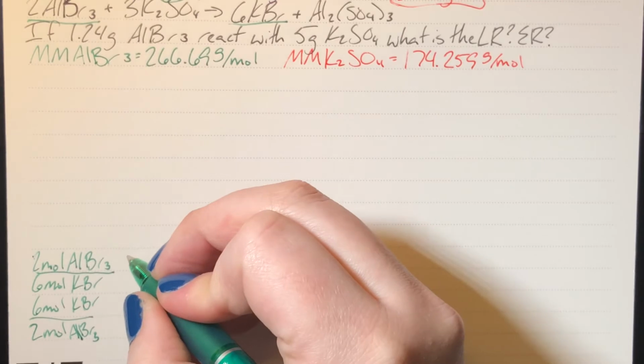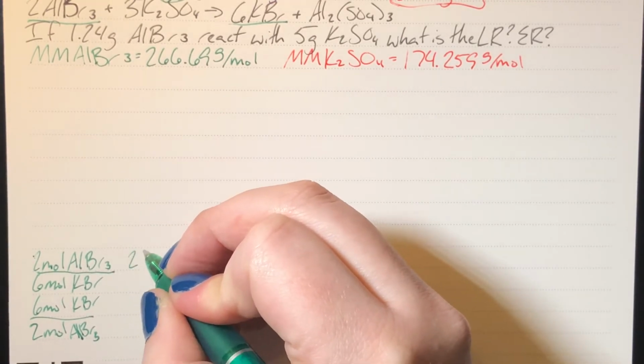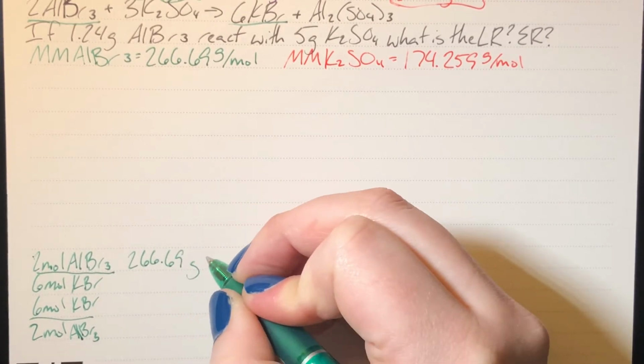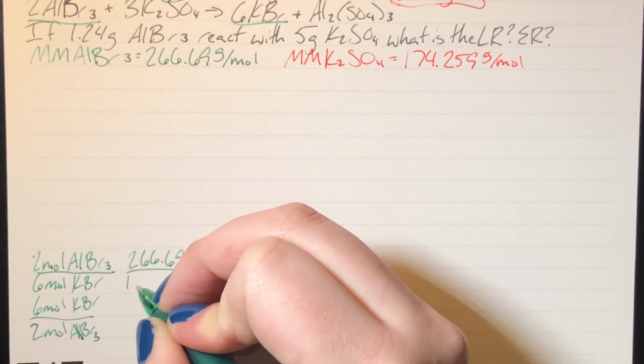I'll go ahead and establish the molar mass for aluminum bromide, so that's going to be 266.69 grams aluminum bromide for every 1 mole.